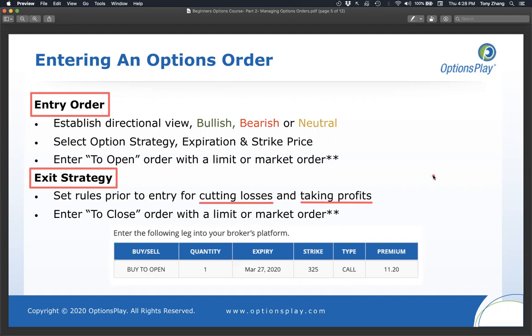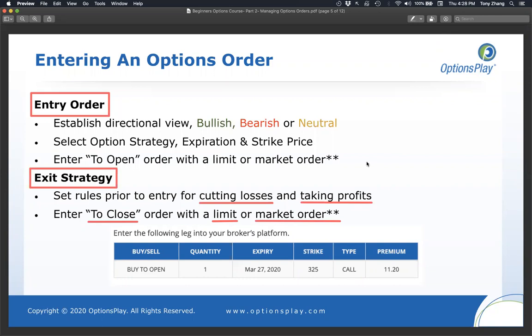And then once you've hit those targets, once either the trade goes against you or the trade has gone in your favor, you want to enter a sell to close order with, again, either a limit or a market order. Again, for those of you that are brand new, I highly recommend limit orders. And for those of you that have a little bit more experience, you may want to experiment with the market order with your brokerage firm, one contract at a time, and see what type of execution you receive from your broker.